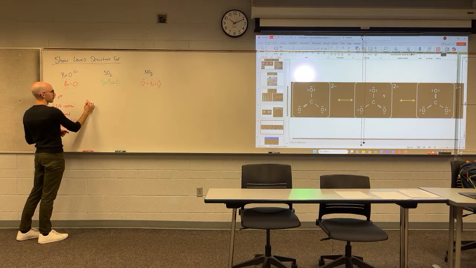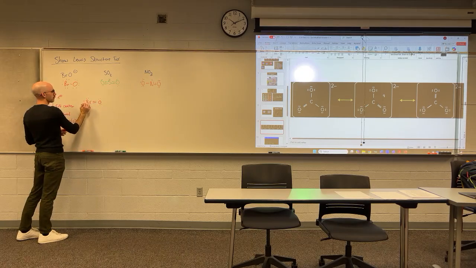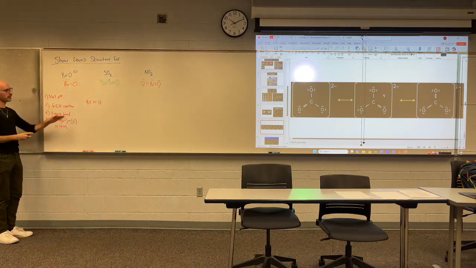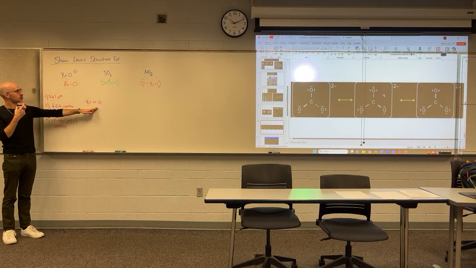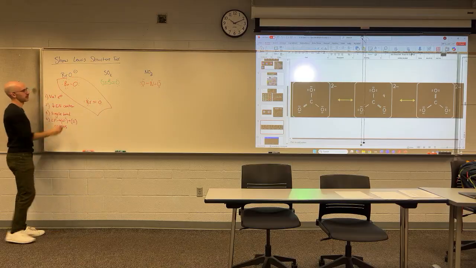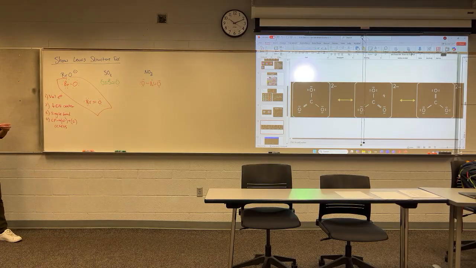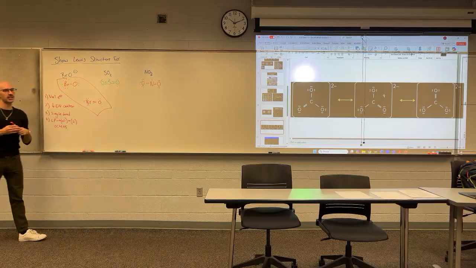But there is another form that someone may draw which keeps 3 lone pairs on bromine, but brings oxygen down to 2 lone pairs. So we're going to talk about the difference between these two, and why one of them is a more realistic version of the actual molecule. And then over here we have nitrogen dioxide.